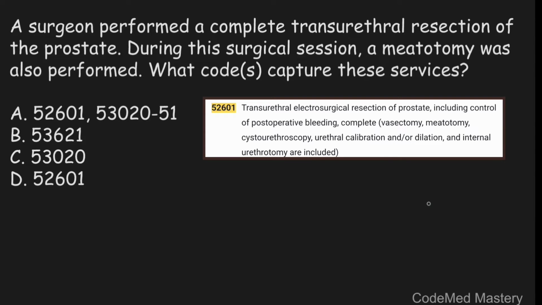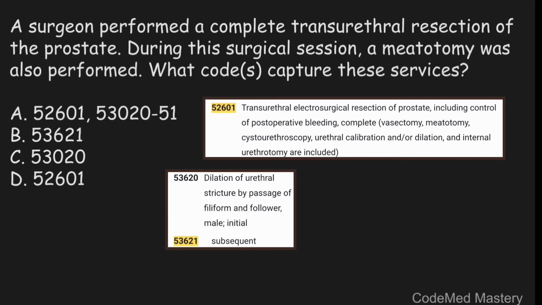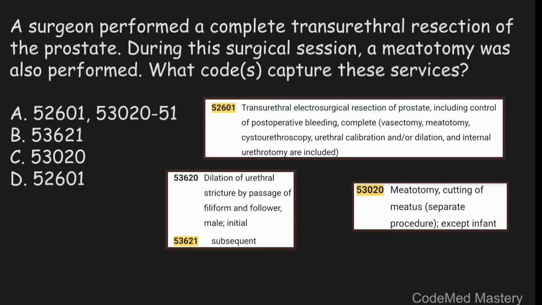52601 is for transurethral electrosurgical resection of prostate, including control of post-operative bleeding, complete vasectomy, meatotomy, cystourethroscopy, urethral calibration or dilation, and internal urethrotomy are included. Option B, 53621 is for dilation of urethral stricture by passage of filiform and follower, male, subsequent. And option C, 53020 is for meatotomy, cutting of meatus, except infant.